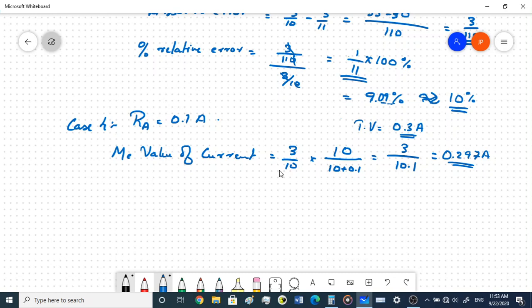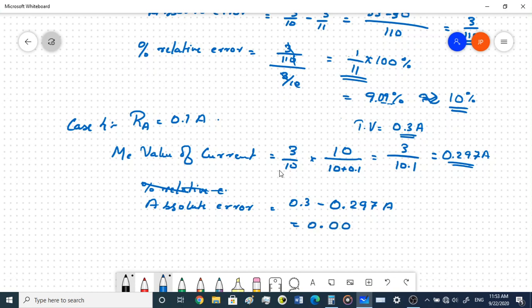The percentage relative error, we'll find out what is the absolute error. Absolute error is going to be 0.3 minus 0.297, that is going to be 0.003 amperes, or 0.003 is the absolute error.